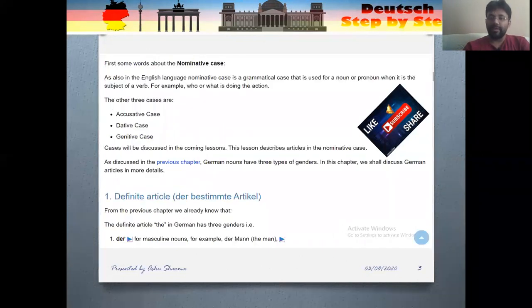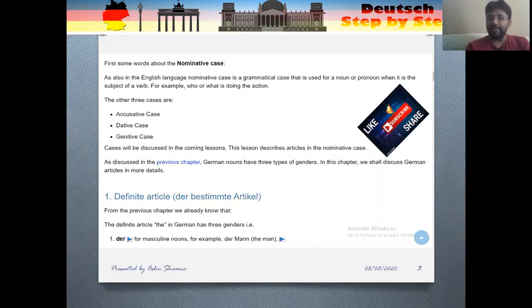So move to the next slide. First, some words about the nominative case. As also in the English language, the nominative case is a grammatical case that is used for a noun or pronoun when it is the subject of a verb. For example, who or what is doing the action. So generally we consider it is used for a noun or pronoun when it is the subject of a verb.